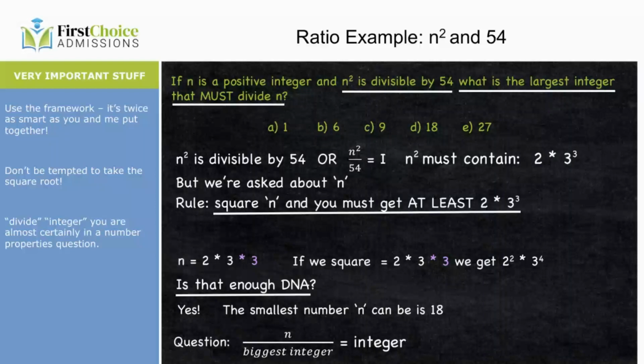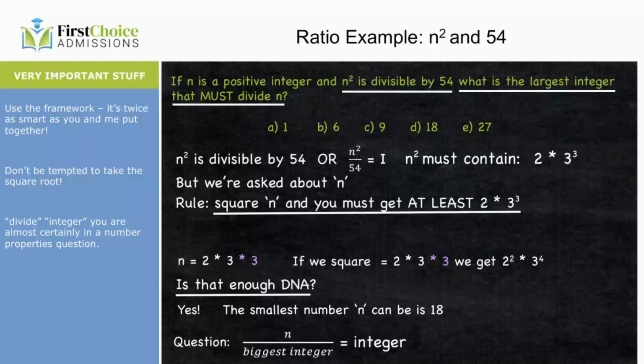Okay, well now let's look at our answer choices. Now that we know what n must be, we need the biggest integer that must divide n. Well, let's take a look at A. So does 1 divide into n? Yeah, 1 totally divides into 18. But is it the largest integer that divides into 18? No, it's not. Does 6 divide into our n? Does 6 divide into 18? Yeah, sure it does. Is it the biggest number that'll do it? No, it's not. What about 9?